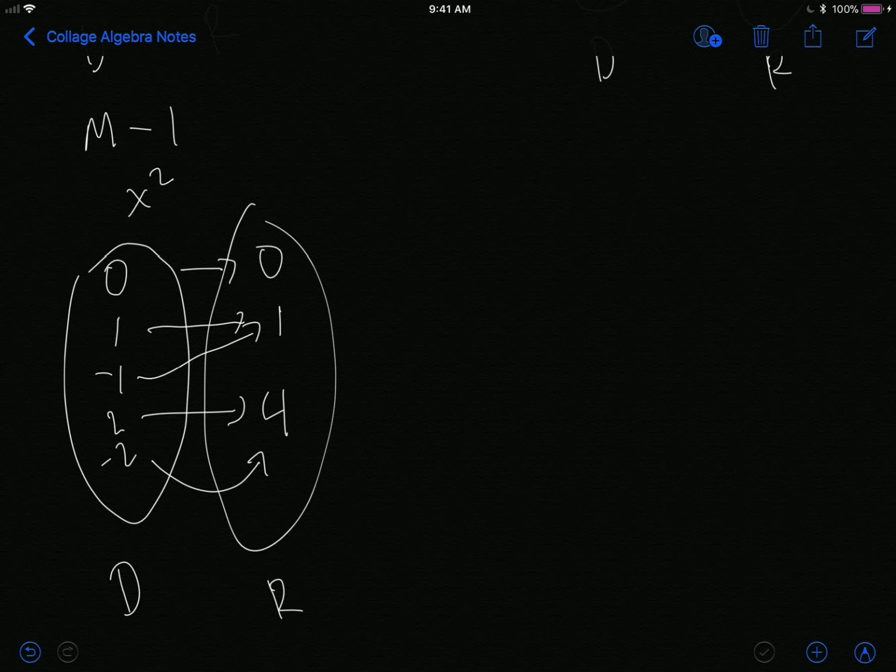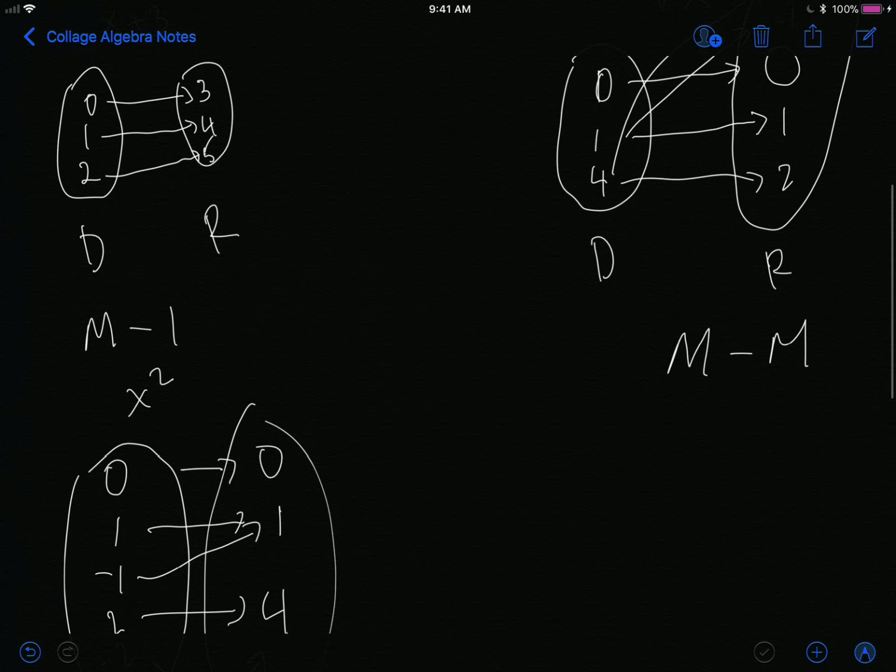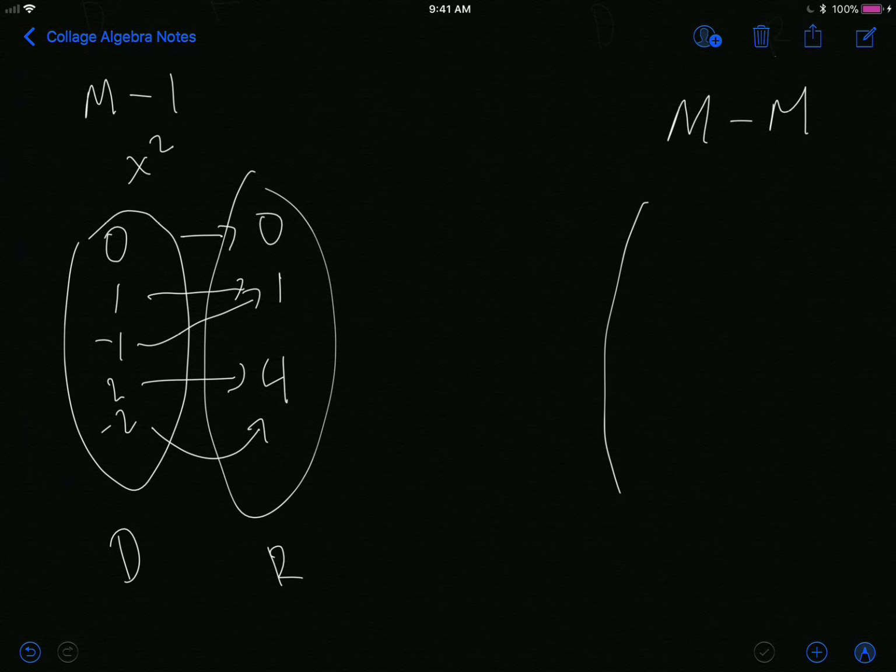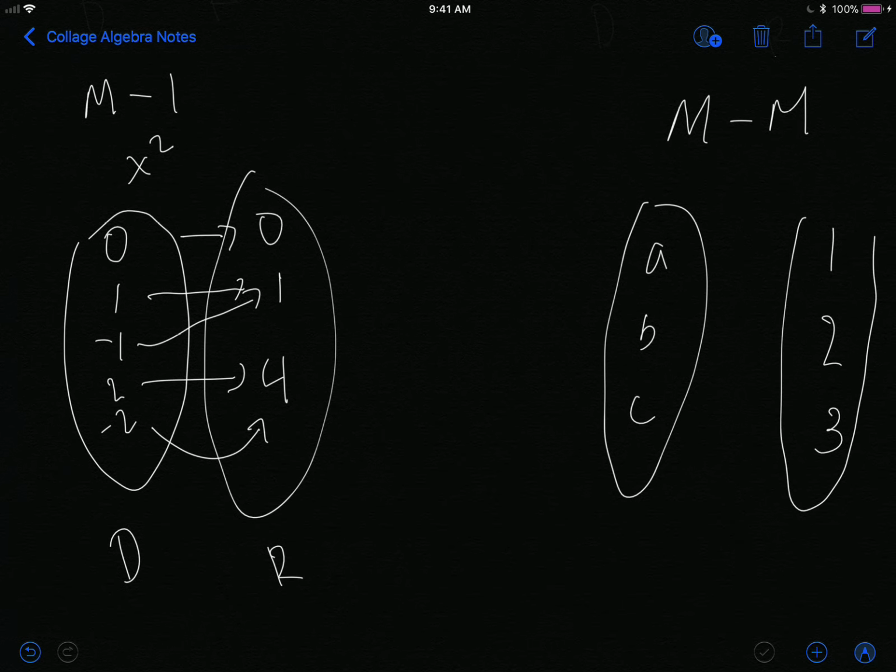The final correspondence is a many-to-many correspondence. That's a combination of the previous two. And in a many-to-many correspondence, let's say we have A, B, C, and then 1, 2, 3. Basically you have both happening. So you have one item being mapped onto many items, and then you have many items being mapped onto one item. When you have this happening, you have a many-to-many relationship.